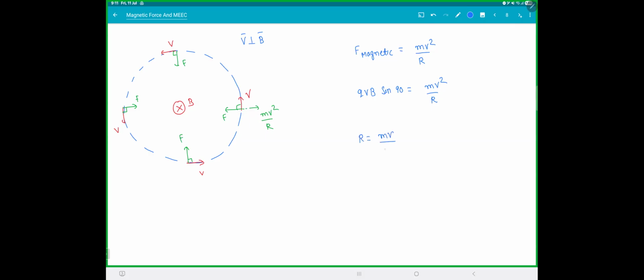This is your second formula, everyone. And the time period is 2 pi r by velocity, circumference by speed. If you substitute the value of r, you'll get 2 pi m by qB.